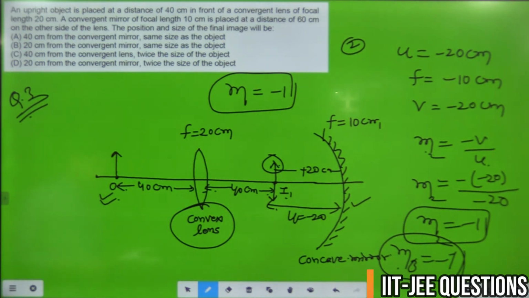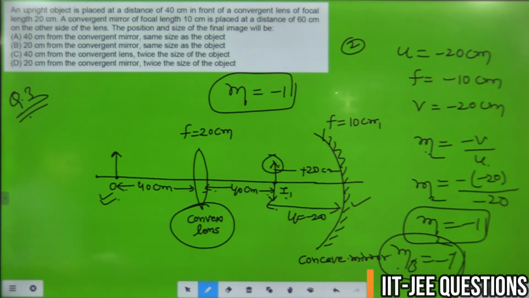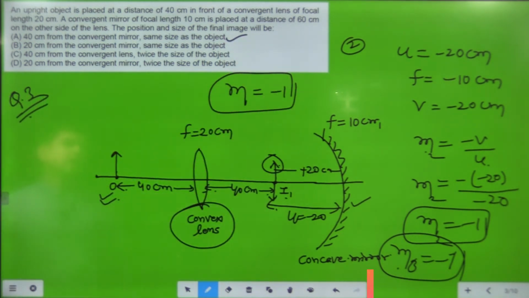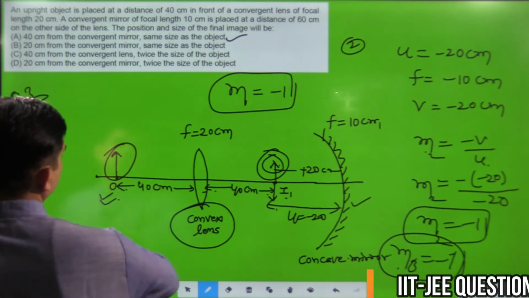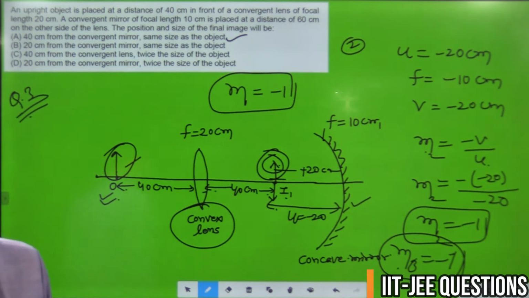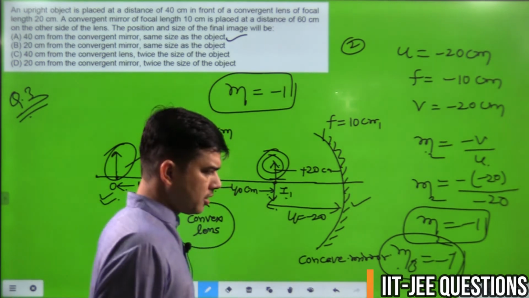It means the final image is formed at a distance of 40 centimeter, and the size of the image is the same as the size of the object. It means the first option is the right answer. Why? Because if the object is at the center of curvature, then the image will form at the same size. Got it?